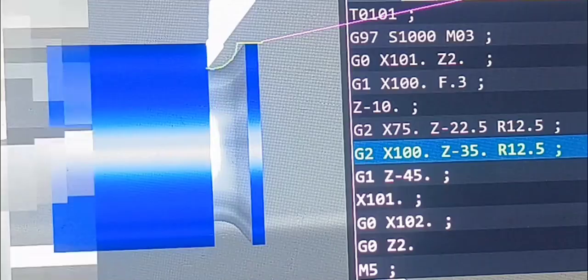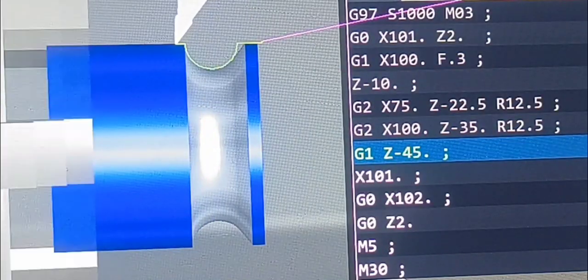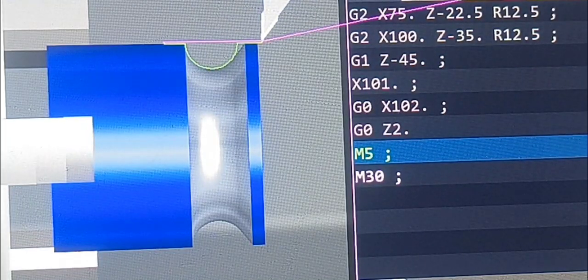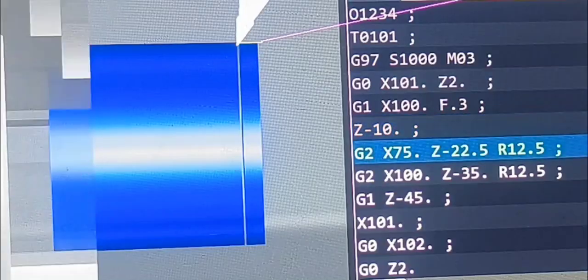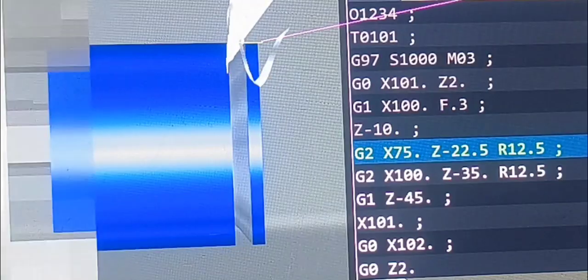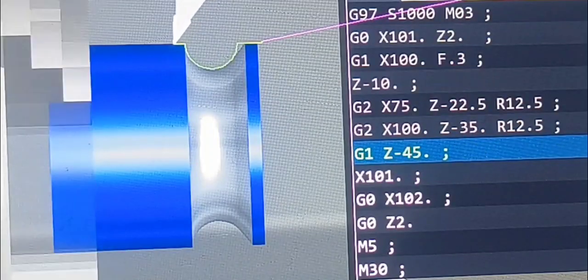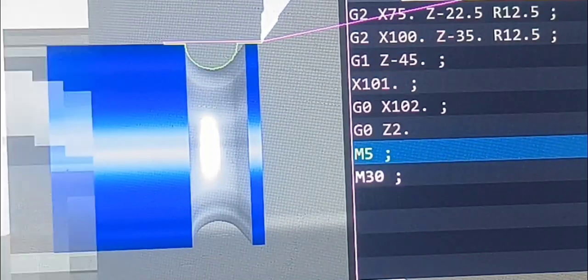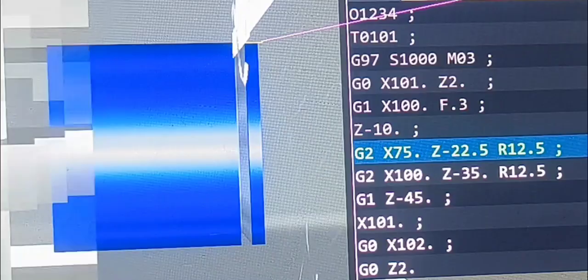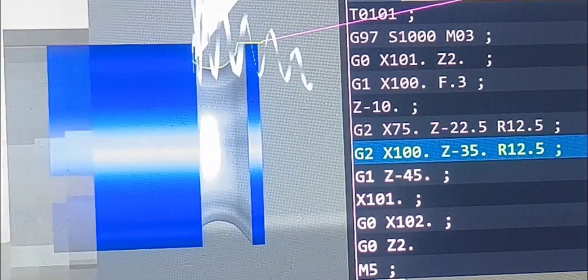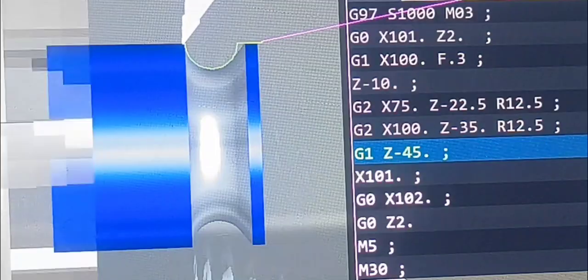First, the first line, G0 X101 Z2, is the speed at which the cutting tool is moved to the nearest working position. It means that the X101 and Z2 positions are positioned as quickly as possible. The second line, G1 X100 F.3, is the straight line to start cutting. The third line, Z10, is the feed rate along the axis, which is 10 millimeters, and then moves forward.